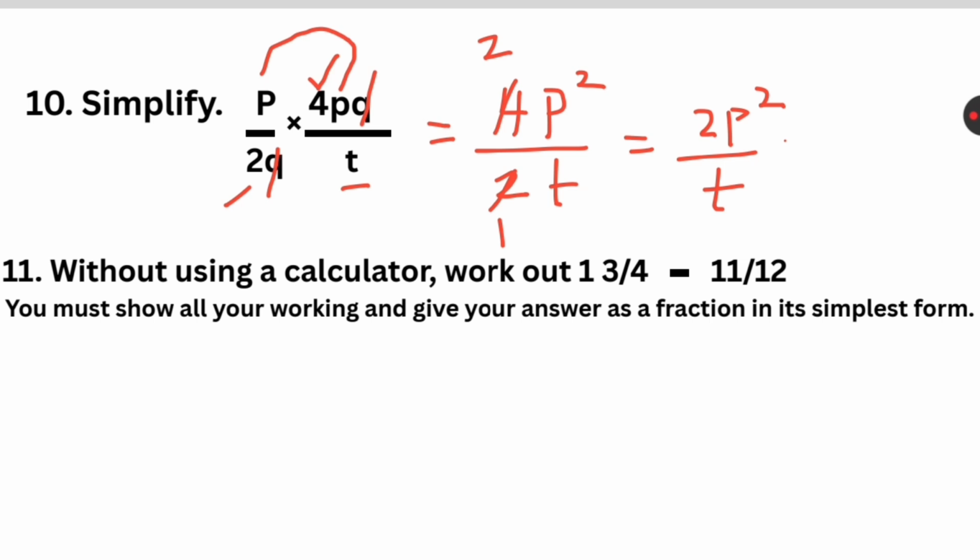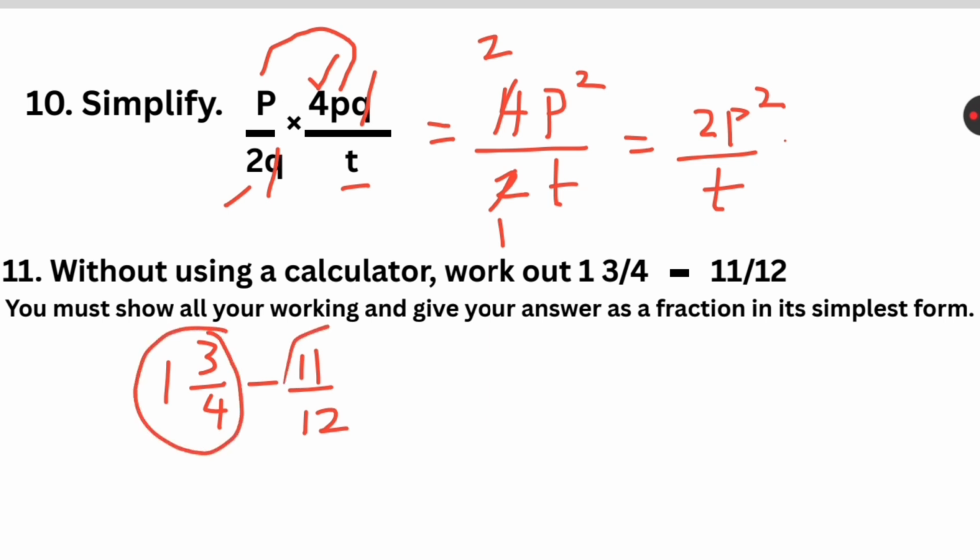Without using a calculator, work out 1 3 by 4, so it is a mixed fraction, minus 11 by 12. You must show all your working and give your answer as a fraction in its simplest form. Here we have a mixed fraction and here we have a normal fraction. So first you have to convert this mixed fraction into a fraction. Then it is easy to take the LCM and we can convert into simplest form.